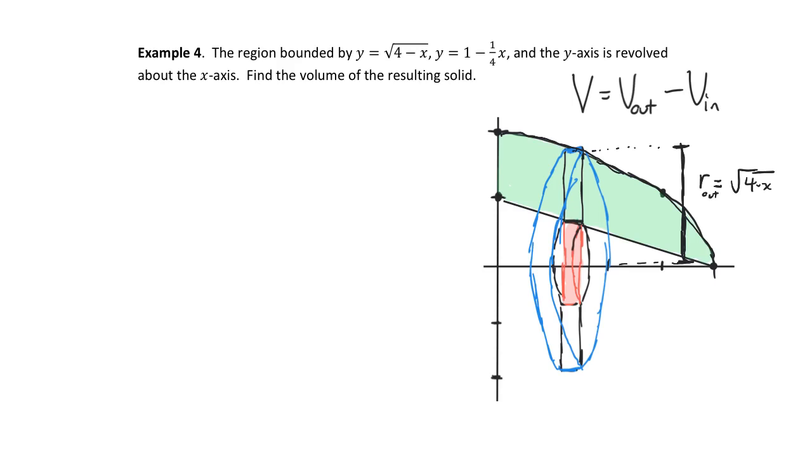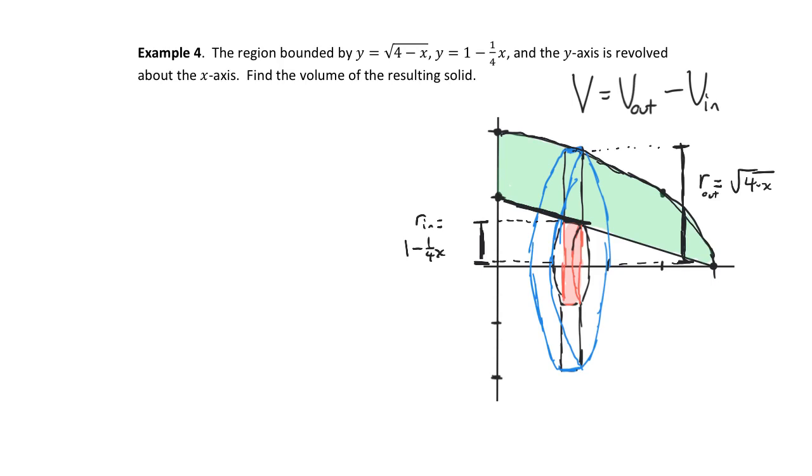My inner radius, on the other hand, is going to be the radius of this little hole that we dug out of our cylinder. The inner radius is along the line here, and the line has equation 1 minus 1/4 x.